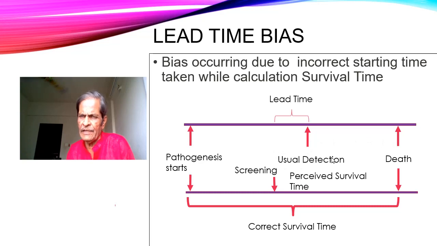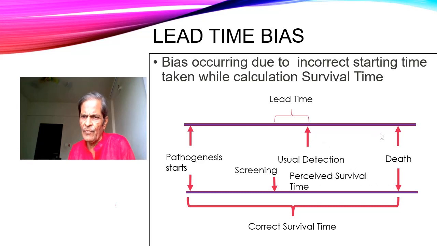What was the detection time, the time when the disease was detected, and when the death occurred? That is the survival time we are taking. Now, if this is a disease like cancer, say breast cancer, for which a screening program is being implemented, the screening is done in apparently healthy individuals. So it is before the usual detection, and it will naturally occur before the usual detection time. So it occurs over here. And we say that this is the time of the survival of the patients who are screened.